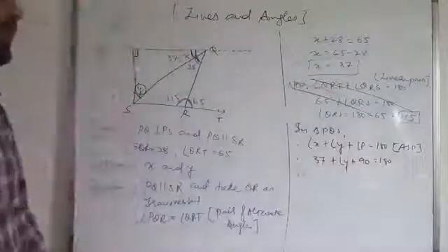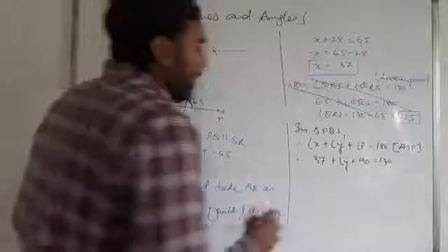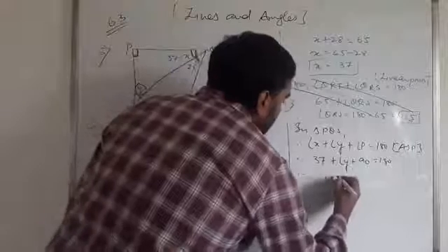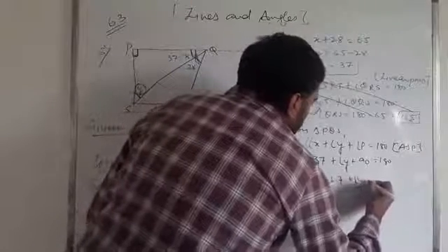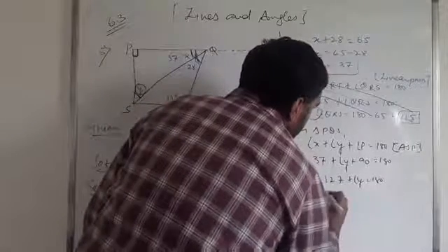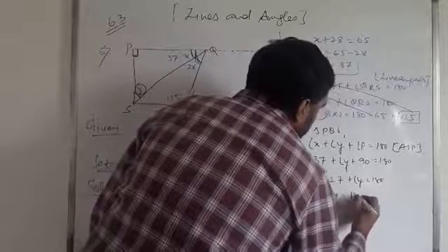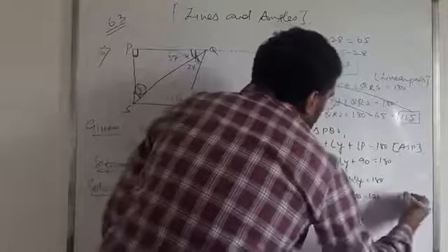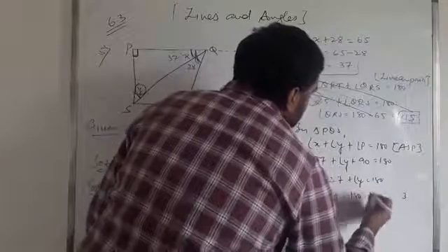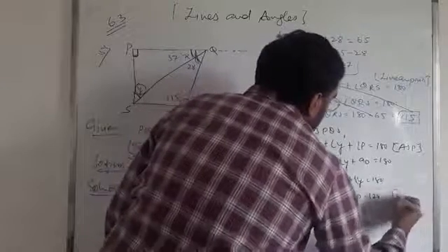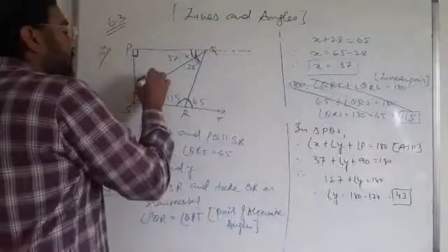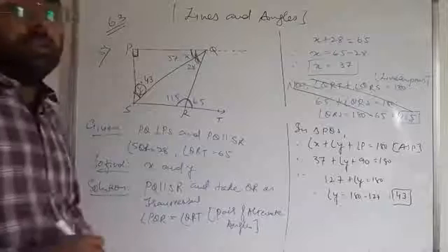Therefore 90 plus 37 is 127, plus angle Y is equal to 180 degrees. Therefore angle Y is equal to 180 minus 127, that is 43 degrees. Angle Y is equal to 43 degrees. Clear that?